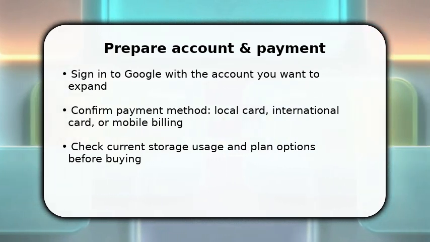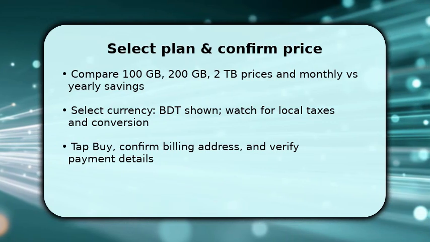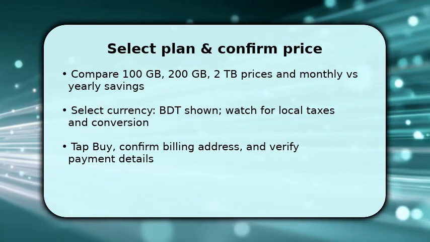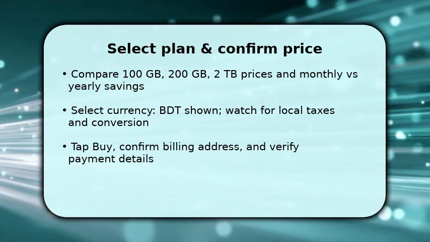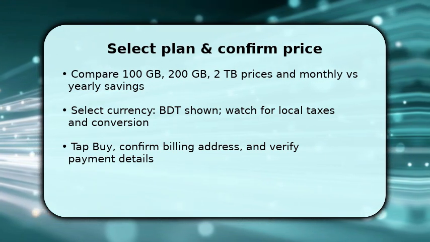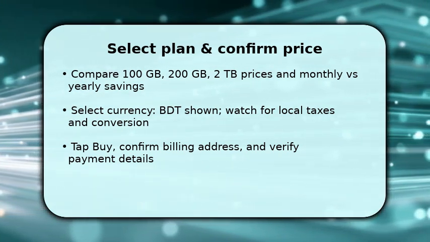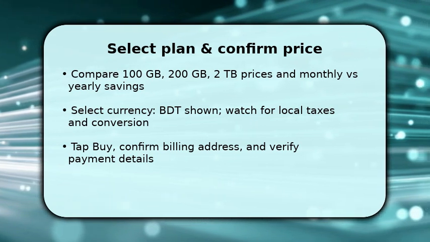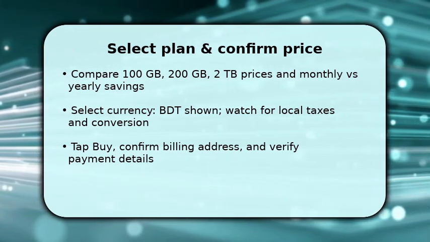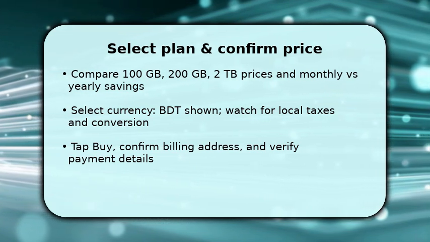Once on the Google One page, compare available tiers: 100 GB, 200 GB, or 2 TB, and weigh monthly versus yearly billing because yearly usually saves money. Make sure the price displays in BDT and that taxes or conversion fees are acceptable. This prevents surprises on your statement.